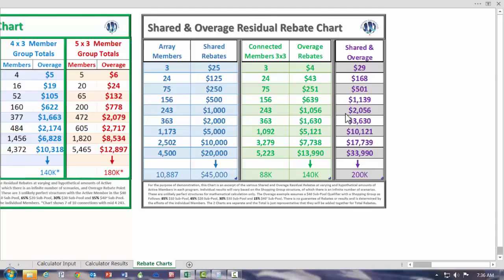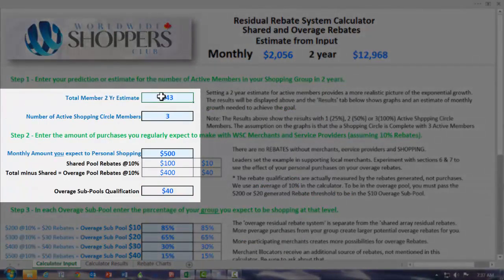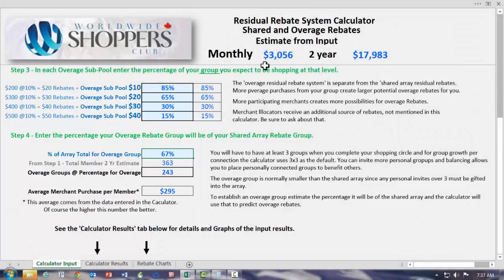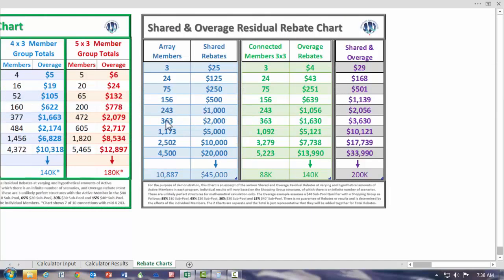As we've pointed out, it's more likely that the shared group will grow faster than the overage group. So the reality is, at this level, the shared group would probably be at 363 for $2,000, which would make this 3,056. Well, again, let's go back to the calculator and see how that would happen. If we put in 363, we would have to adjust this to make the overage group 243, and that would be 67%. Now the overage group is 243, and now you can see that the monthly received rebate balance would be 3,056. Exactly what we would get if we would look at the calculator numbers and know that that variance exists.